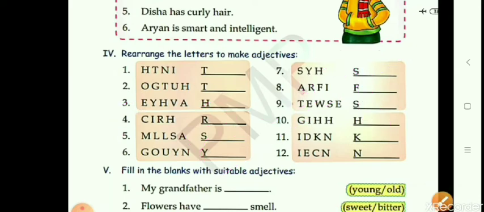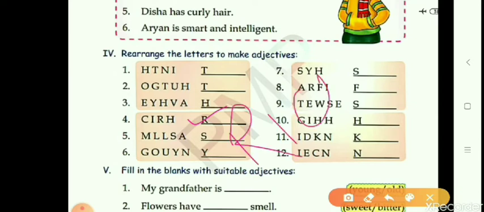Fourth one is CIRH. And the word should start with R. So it is RICH. Rich. Okay.